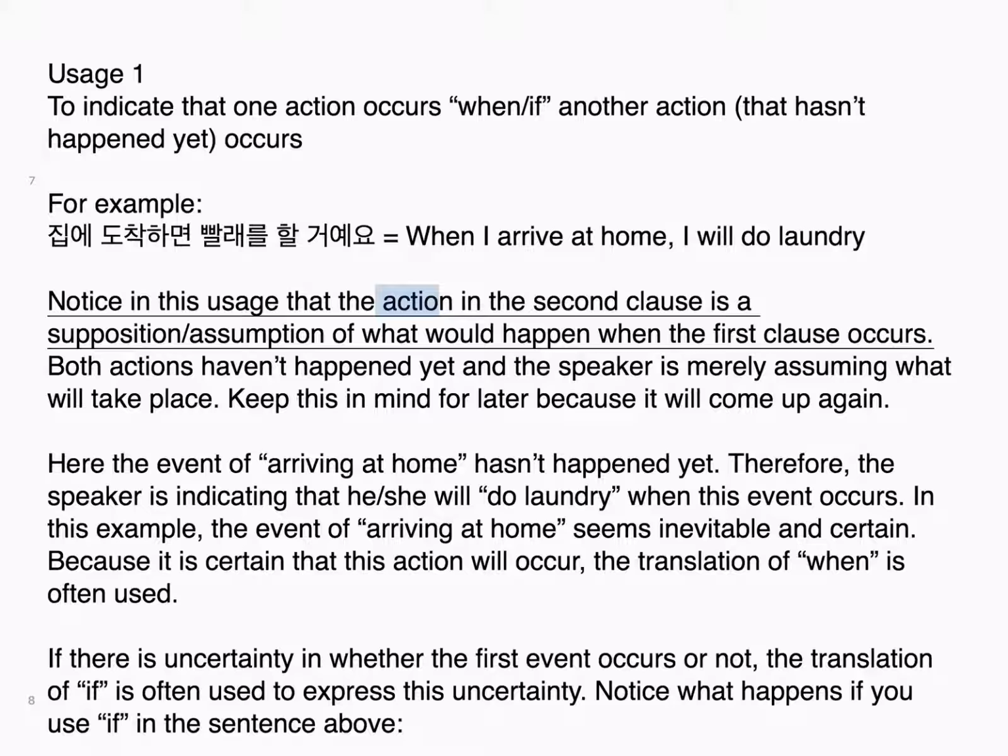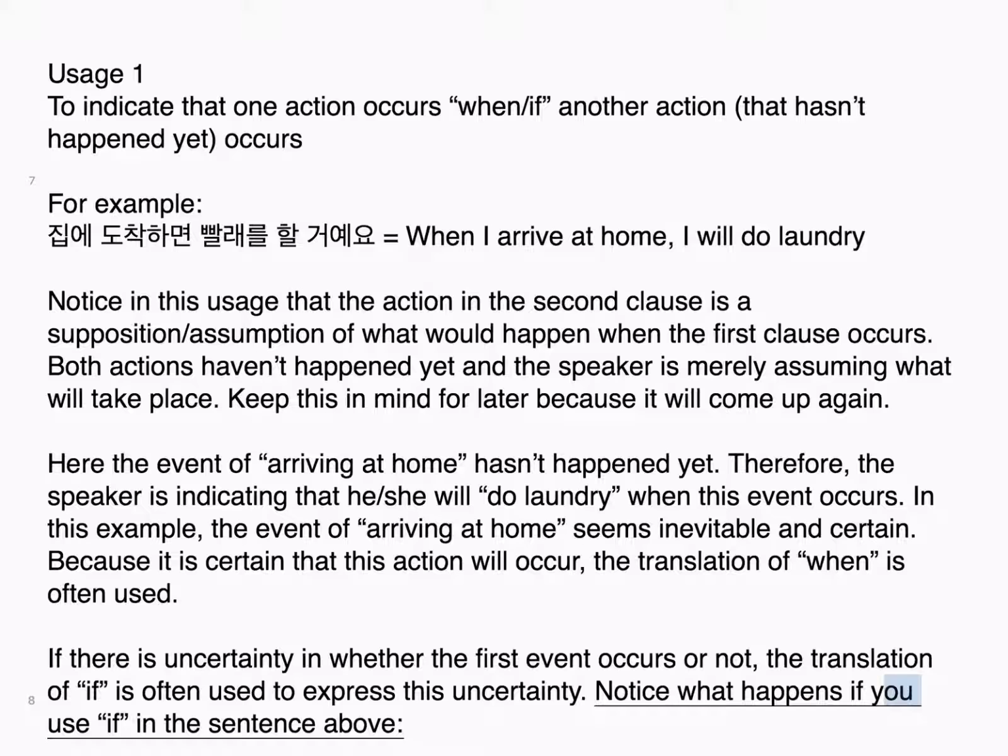Notice in this usage that the action in the second clause is a supposition, an assumption of what would happen when the first clause occurs. Both actions haven't happened yet and the speaker is merely assuming what will take place. Keep this in mind for later because it will come up again. Here the event of arriving at home hasn't happened yet. Therefore, the speaker is indicating that she will do laundry when this event occurs. In this example, the event of arriving at home seems inevitable and certain, because it is certain that this action will occur. The translation of when is often used if there is uncertainty in whether the first event occurs or not. The translation of if is often used to express this uncertainty.